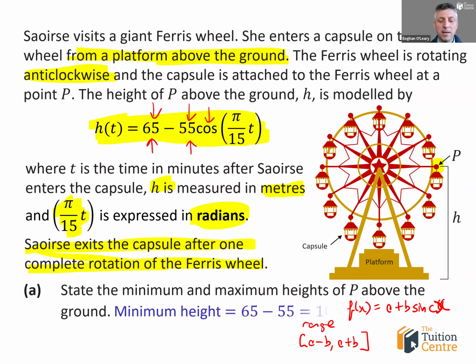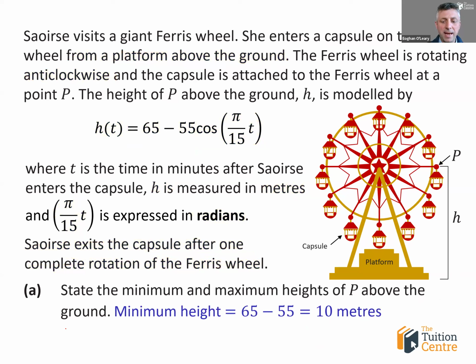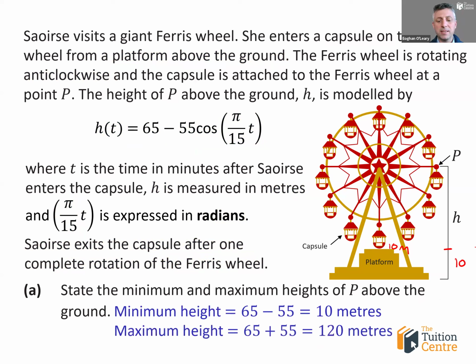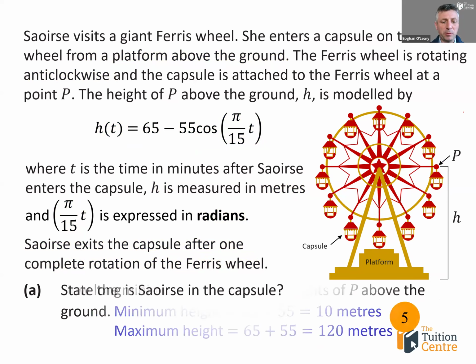So in our case, it'll be 65 minus 55 that will give you your minimum. That'll be 10, meaning we're 10 meters above the ground here. And then the maximum is 65 plus 55, meaning it's 120 meters all the way to the top. So the height at the top would be 120. We'll see that again in a moment when we plot it.